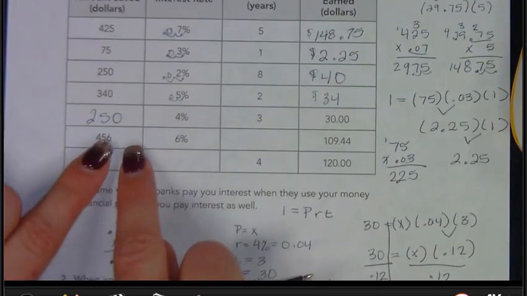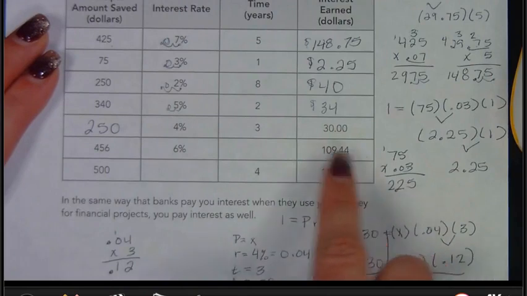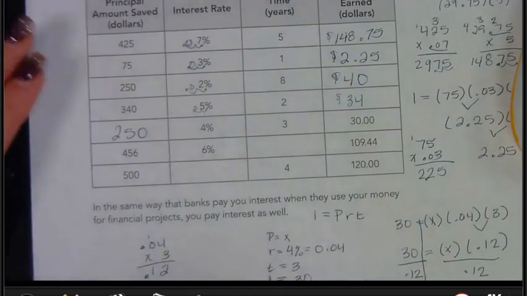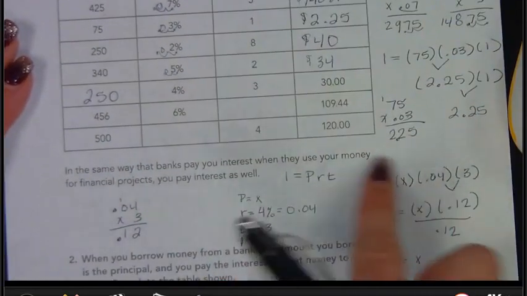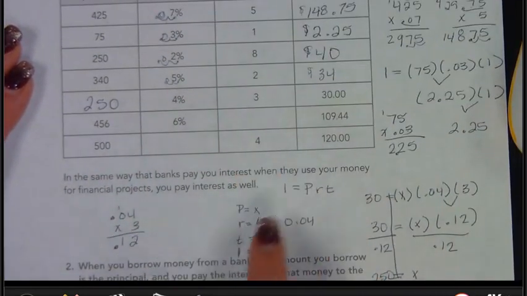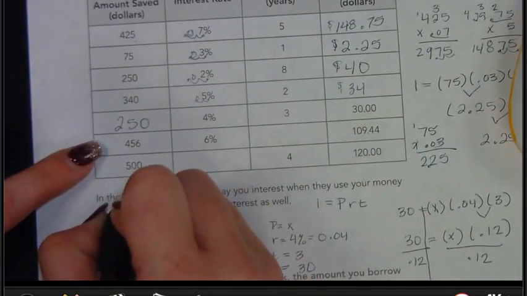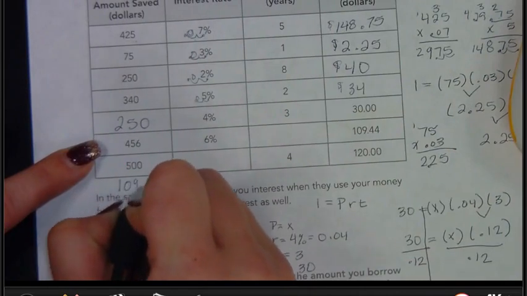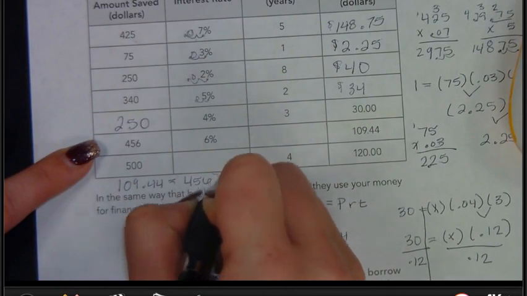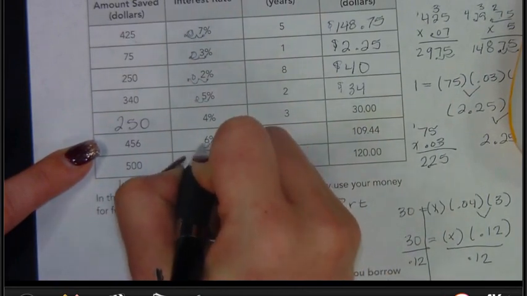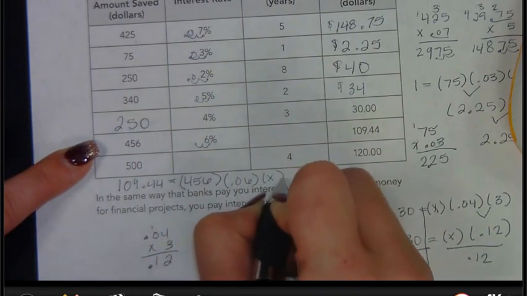Okay, the next one. Which one are we missing this time? All right, it looks like we are missing the time this time. So let's go ahead and plug in our information into our equation. So we're going to follow the same steps here, except this time our x is not with principal. Our x is going to be in with the time. So I'm going to have 109.44 is equal to 456 times, move it 2 times, 0.06 times x.